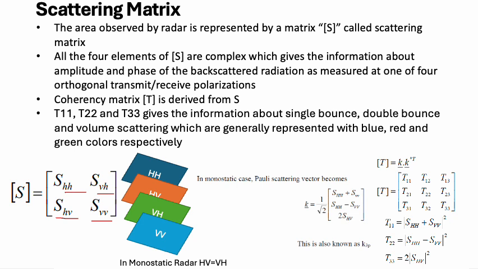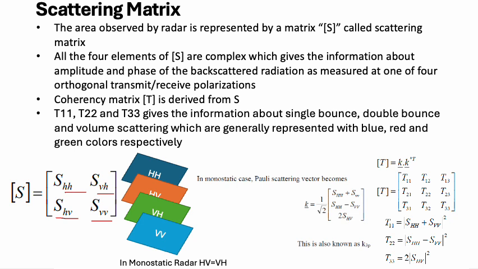In digital image processing, you have learned about RGB images. Those are represented using three matrices: first for red, then second for green and third for blue. Each pixel in an RGB image has three values. In a PolSAR image, each pixel has four values from four polarization combinations.